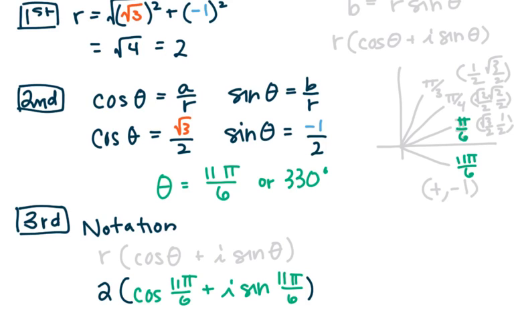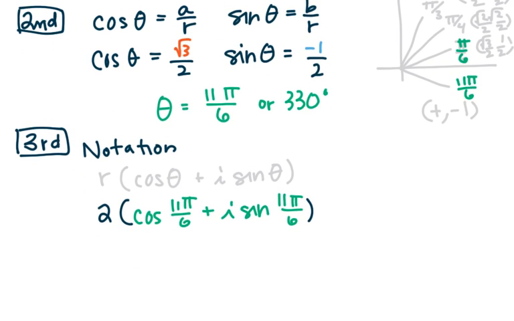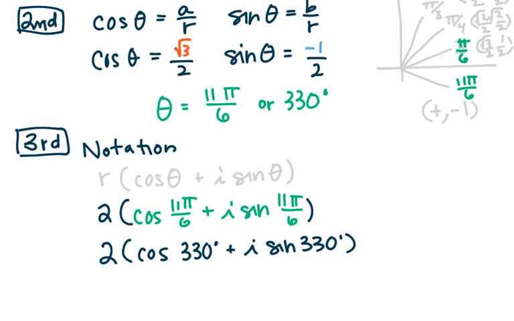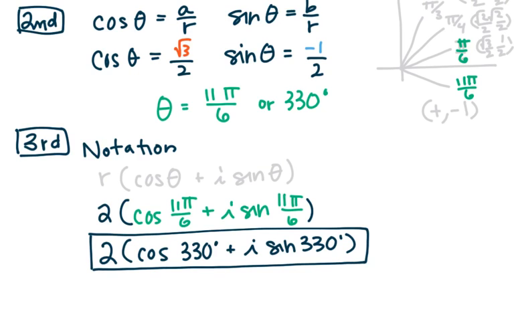And, depending on how we are requested to provide the answer, we could also give it in degree measure. So that would be 2 times the cosine of 330 plus i times the sine of 330 degrees. Either of those are acceptable answers.